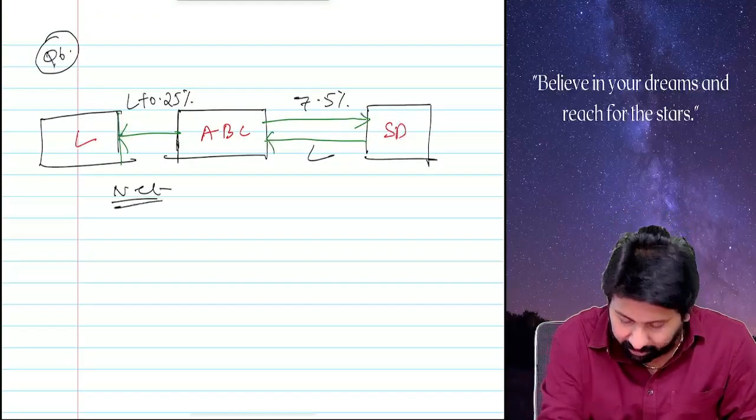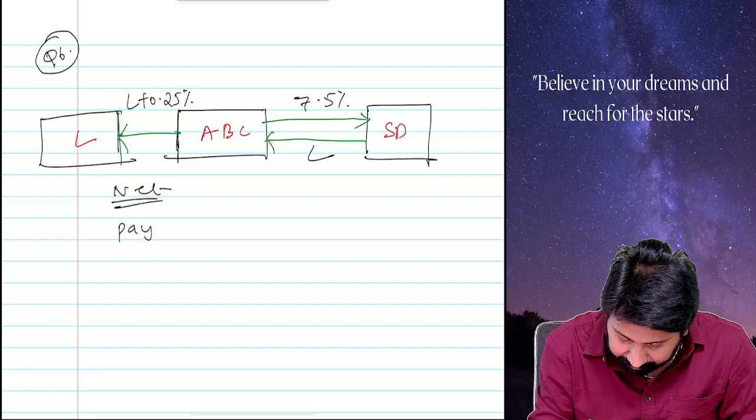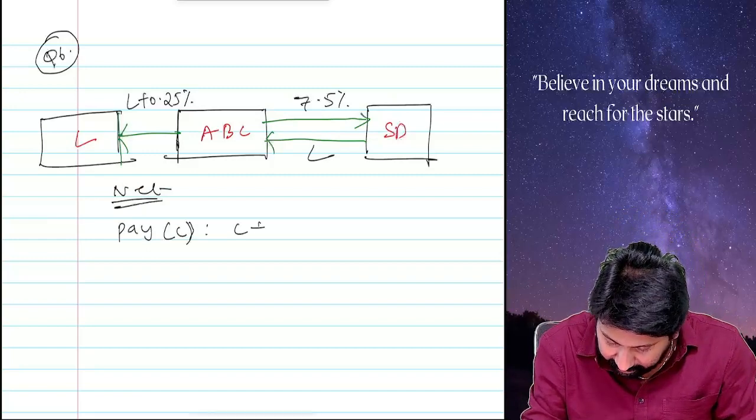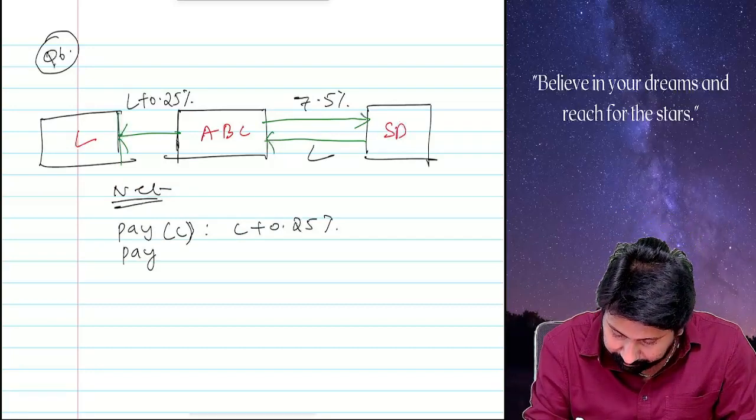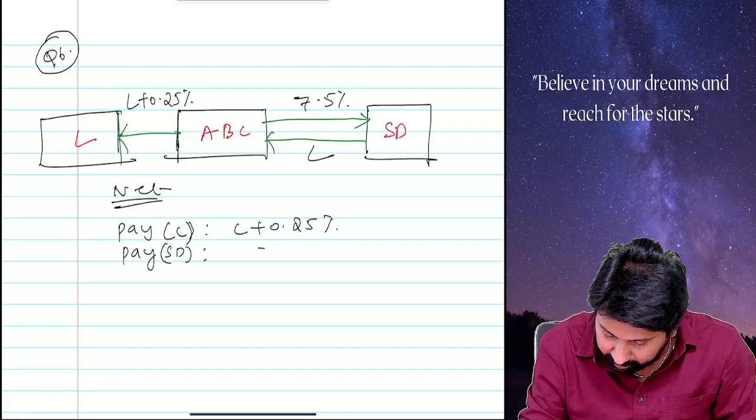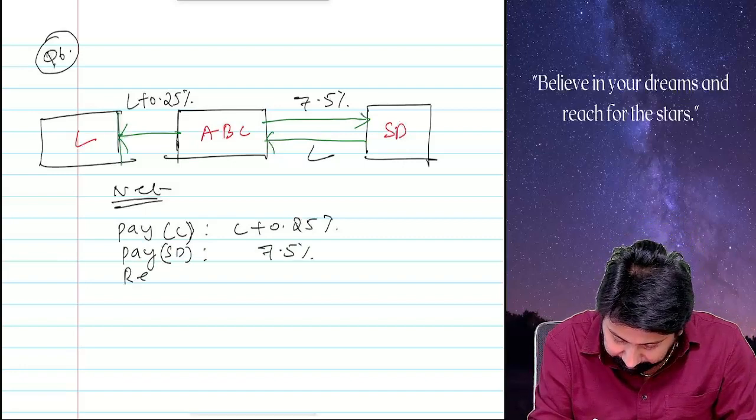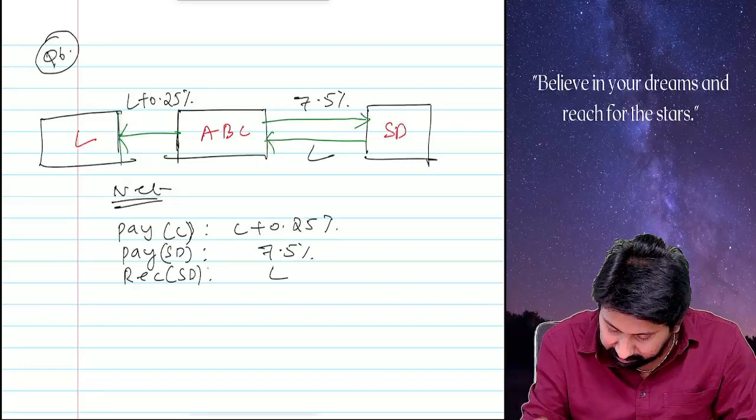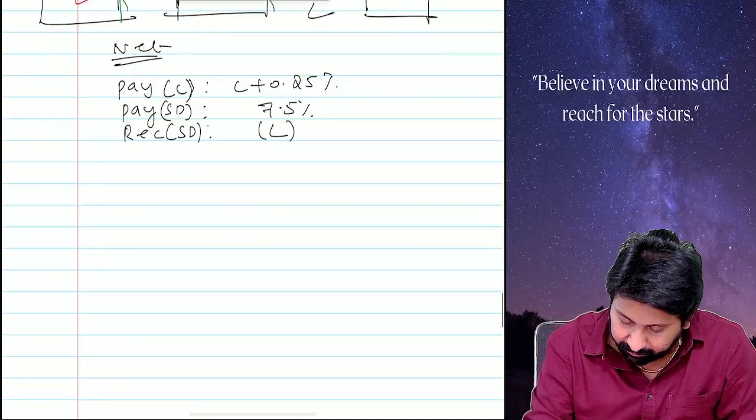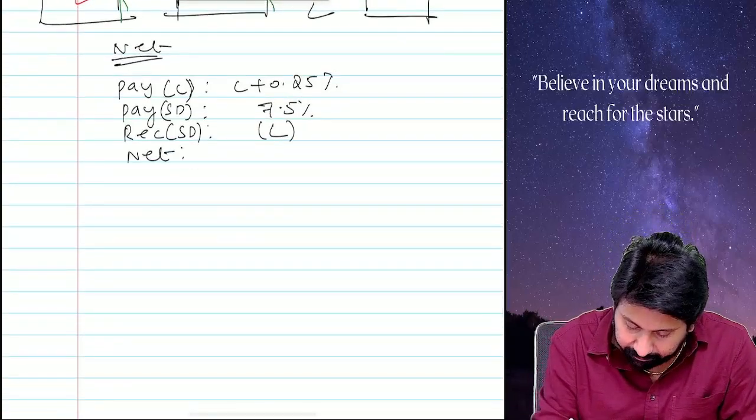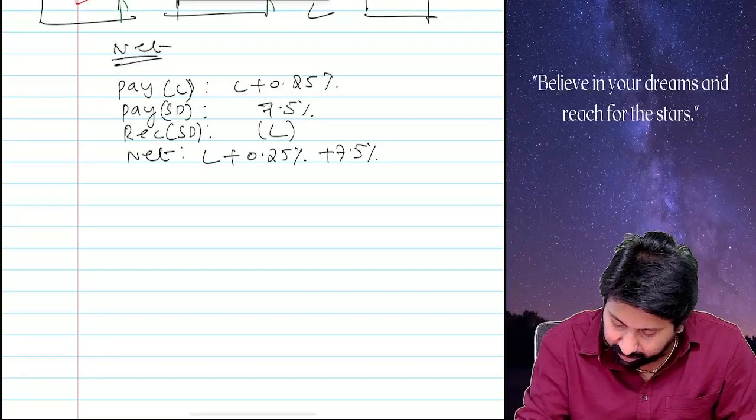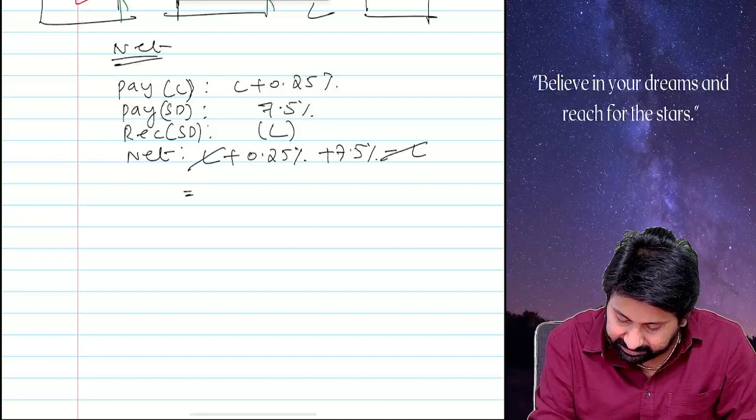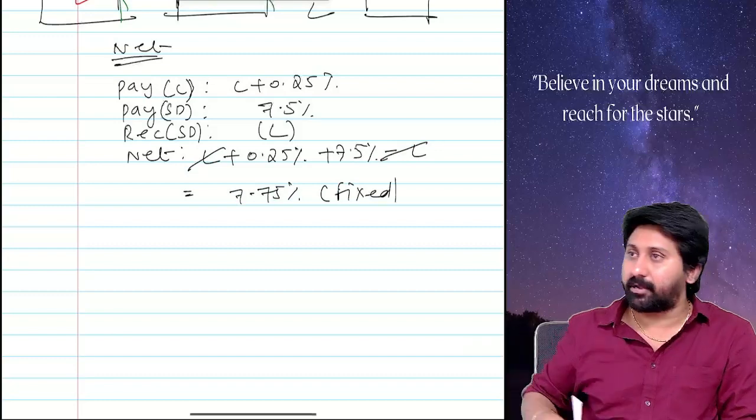Net position. Write down. Net position. Pay to the lender. How much? Libor plus 0.25%. Pay to the swap dealer 7.5%. Receive from the swap dealer Libor, which is negative. Net position will be Libor plus 0.25% plus 7.5 minus Libor. So tell me how much? 7.75. This is a fixed component.